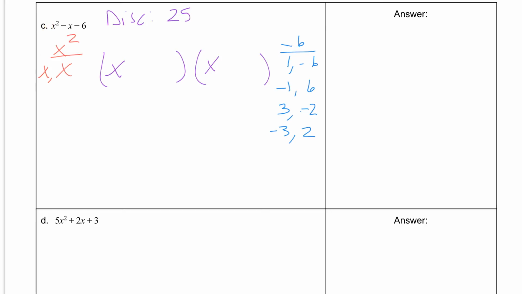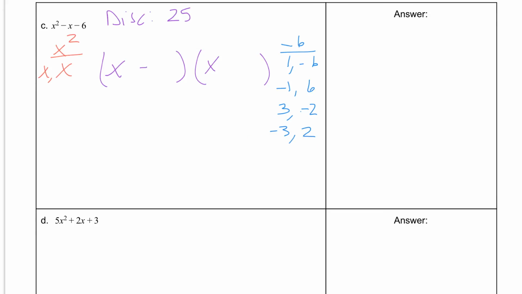Coefficients of just 1 on your x squared are a little bit easier than some of the other ones, because remember that your inside term, this negative 1x, is coming from multiplying these two together and these two together. Well, if this is a 1 times whatever is here, and this is a 1 times whatever is here, we just need numbers that will multiply to negative 6 and add to negative 1. So it breaks down how many options we want to try. So for instance, 1 plus negative 6 is negative 5. Negative 1 plus 6 is positive 5. 3 plus negative 2 is positive 1. Negative 3 plus 2 is negative 1. So this is the one I want to choose.